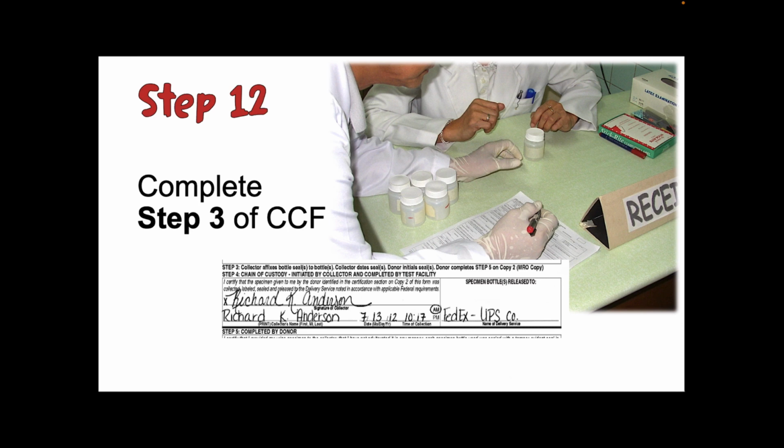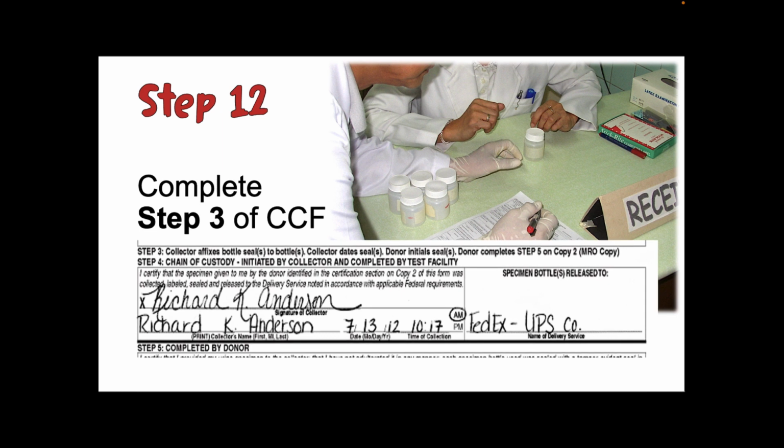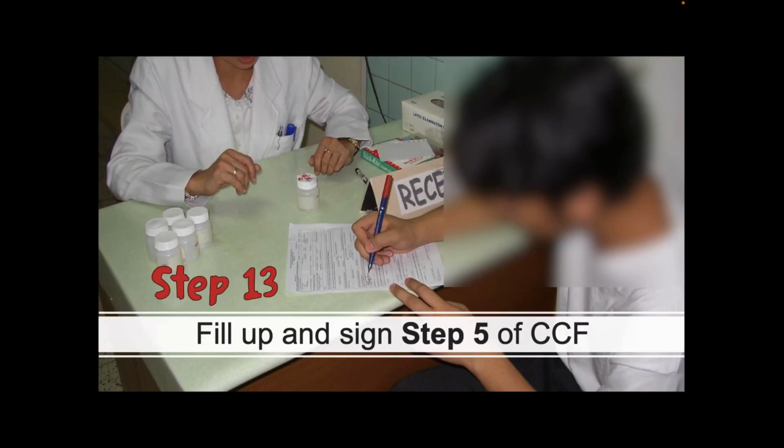Next one, step 12, complete step 3 of the CCF. Here you can see step 3: the collector affixes bottle seals to the bottles, the collector dates the seals, the donor initials the seals, and the donor completes step 5 on copy 2. There are instructions there, so you have to complete that one. Next one, let the donor fill up and sign step 5 of the CCF. That's how you instruct the donor from the time you identify his or her identity up to the time he finishes the collection of the urine specimen.